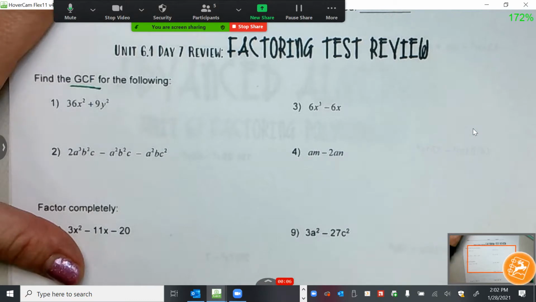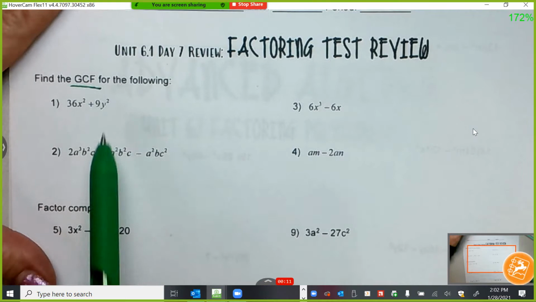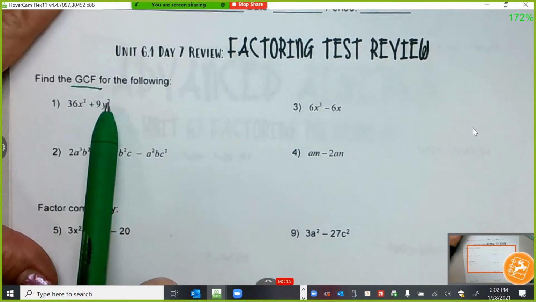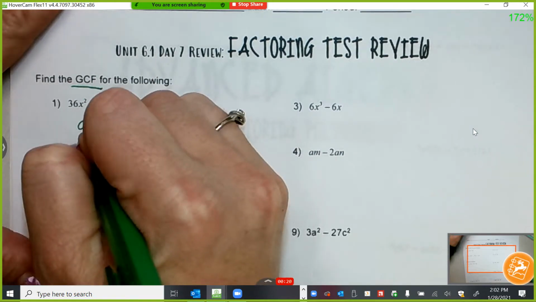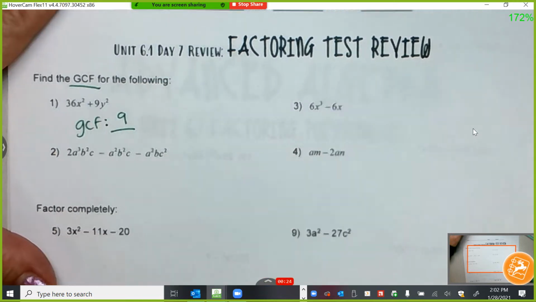Okay, so Unit 6.1, Day 7 review, factoring test review, find the GCF. Okay, just find the GCF of these four. So we have 36x squared plus 9y squared. Well, 9 goes into 36, and they don't have any letters in common, therefore that is your GCF.